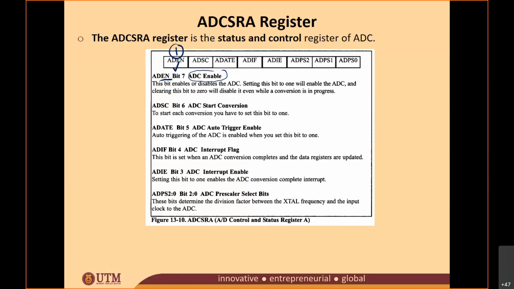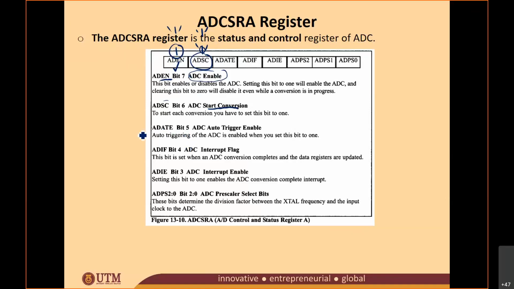And then the next bit that you are going to set is ADSC, which is bit number 6. This is also another important bit. Bit number 6 is used to start your conversion. To start your conversion, you need to put 1 here. If you put 0, the conversion will not start, even though you put ADEN equal to 1. If ADSC is 0, then the conversion will not start. So to start the conversion, you need to make sure that you put 1 in ADSC as well as 1 in ADEN.